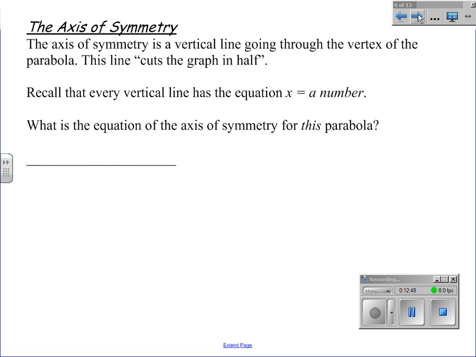So the axis of symmetry is a vertical line going through the vertex of the parabola. It cuts the graph in half. Remember what you know about vertical lines? They're in the form of x equals some number. So what's the equation of the axis of symmetry for this parabola?